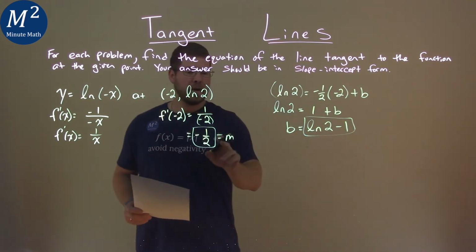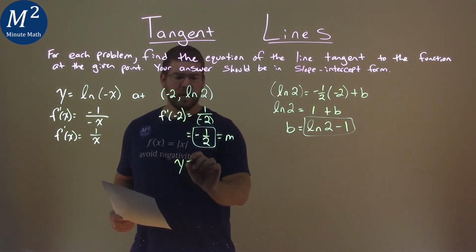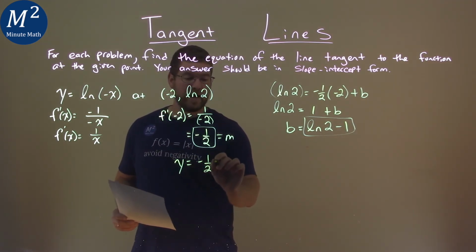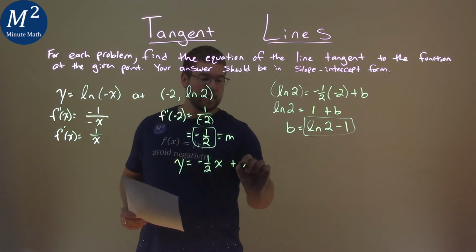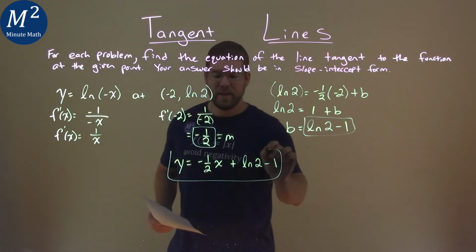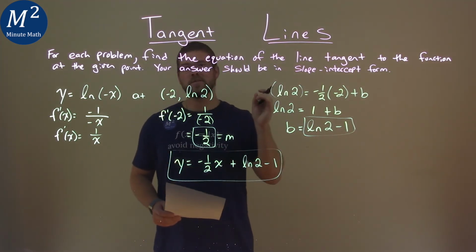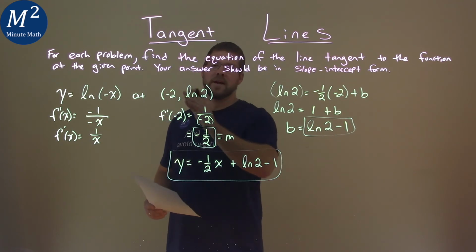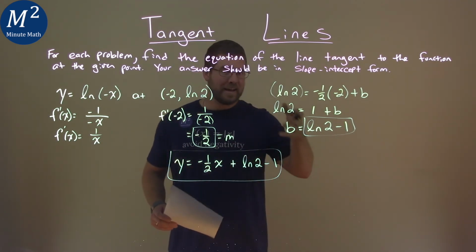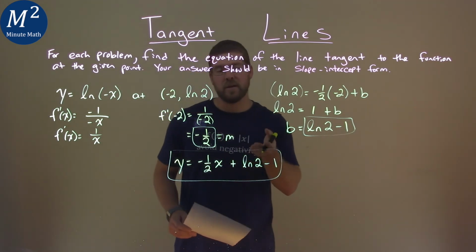So we can combine our slope and our y-intercept to get the equation of the line. y equals negative 1/2 x plus the natural log of 2 minus 1 being our b value, and that is the equation of the line tangent to the function at our coordinate point, negative 2 comma natural log of 2. And again, the final answer is y equals negative 1/2 x plus natural log of 2 minus 1.